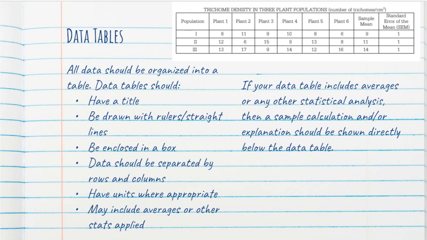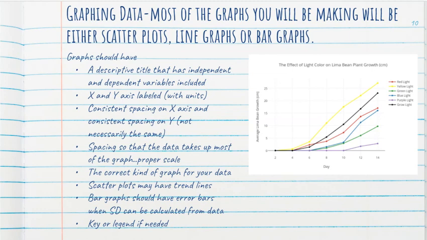And then we're going to be graphing. Most of the graphs we'll be making will be a scatter plot, a line, or a bar graph. But for any type of graph, they all need to have a descriptive title, which has the independent and the dependent variable included. You should have your X and Y axis labeled with units. You should have consistent spacing along the X and consistent spacing on the Y, but those don't have to be the same. If you want to go by 5s on the X and go up by 10s on the Y, that's fine. But just be consistent with it.